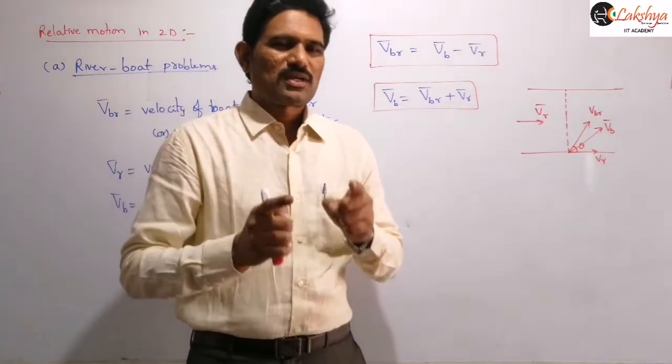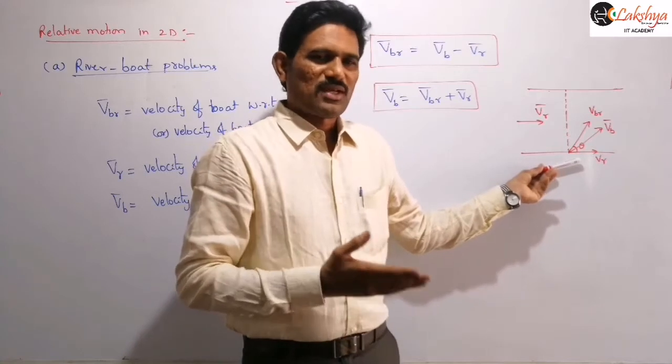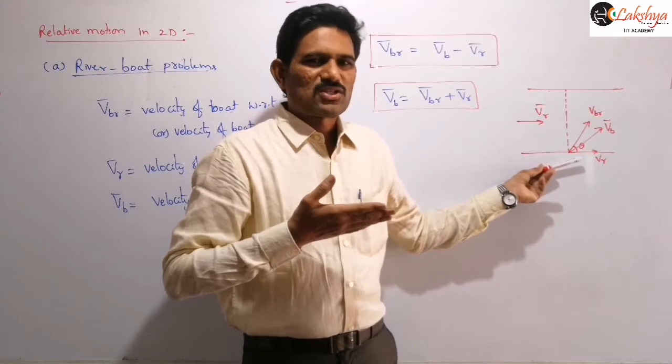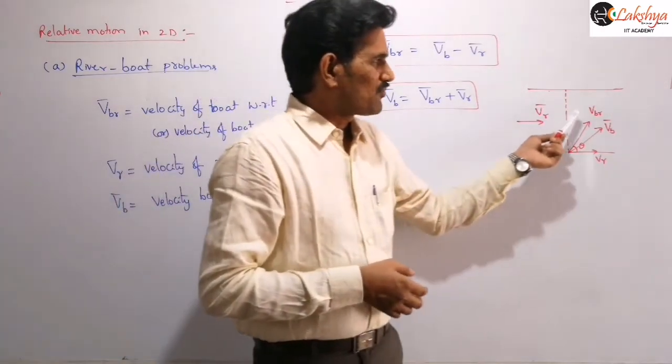So that means now here clearly observe these values here. This is the velocity of the river, that means velocity of river with respect to the ground, the direction of velocity, that means the velocity with which that river is flowing, that means water is flowing. And this is the velocity of boat with respect to water.